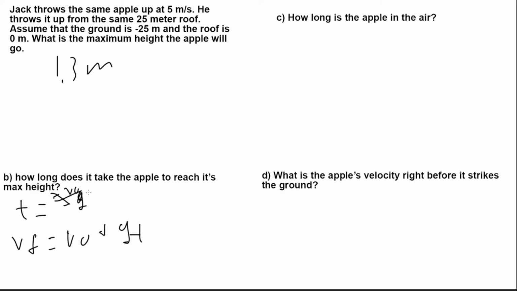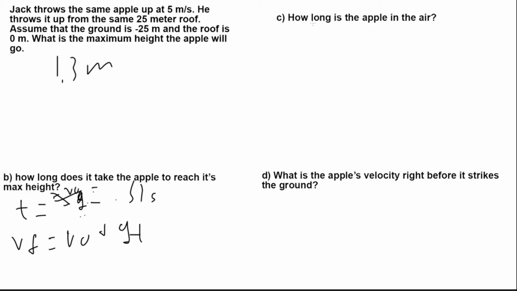So we can just cross those negatives out, because two negatives cancel each other out. And then we just have to do 5 over g. 5 over 9.8. And there we go. 0.51 seconds. 0.51 seconds to reach its maximum height.